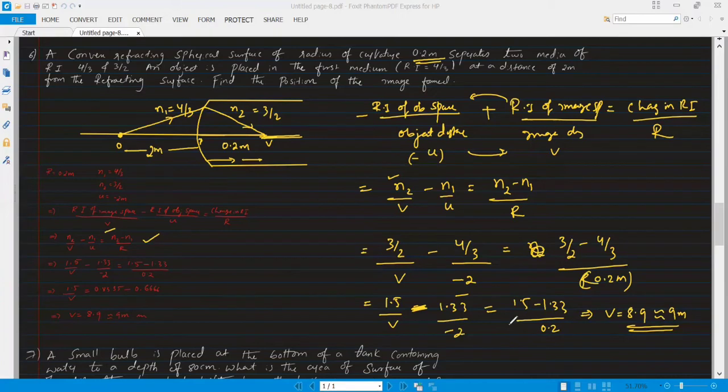Then the image is formed in the denser medium, that is in another medium. Image is formed in medium 2. I hope you got this.